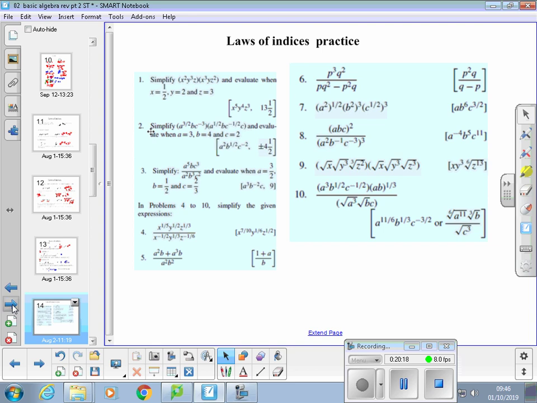So, there's some laws of indices practice. Simplify and evaluate. So when it says evaluate, what it means is simplify that term and then set x equal to half, y equal to 2 and z is equal to 3 to get a numerical answer. Should we do that first one together?